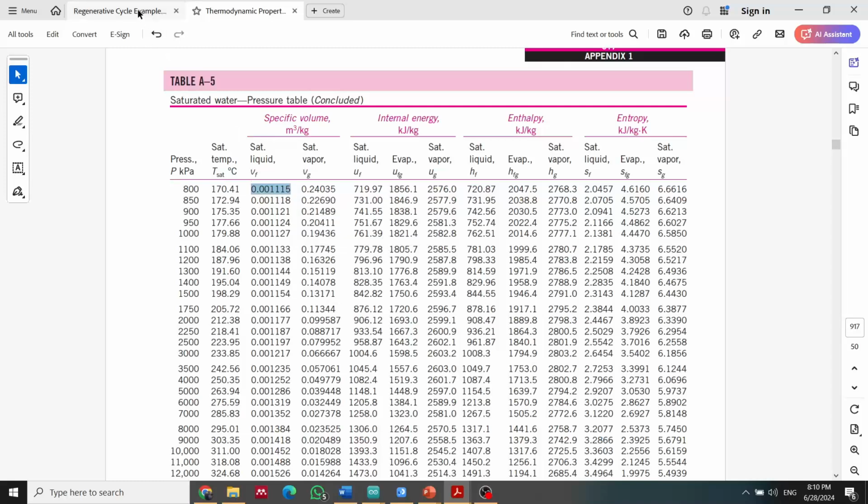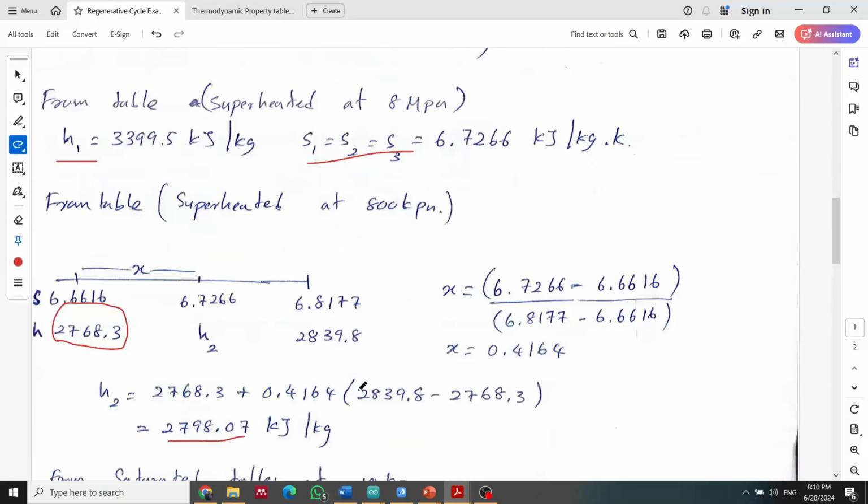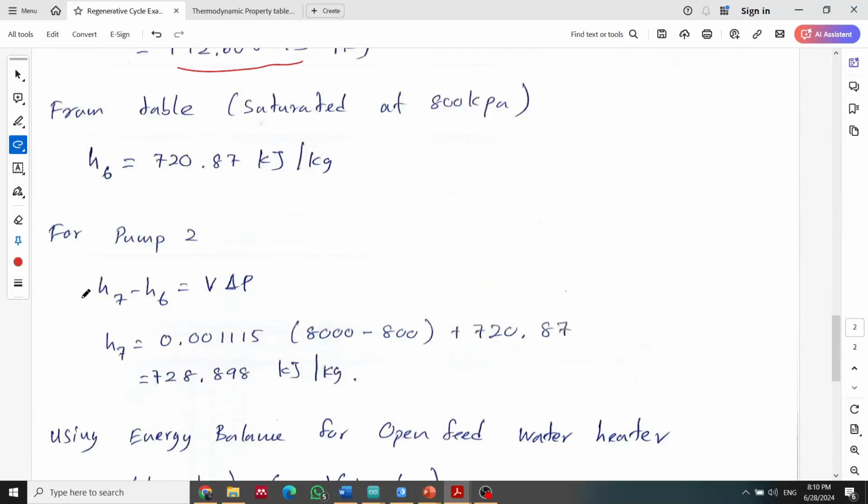Then we can apply that. Then H7 minus H6 equal to V delta P. So this part is the V delta P plus H6. We have figured out H6, therefore it equals H7. So therefore H7 becomes 728.898. So far we have figured out all the H values.